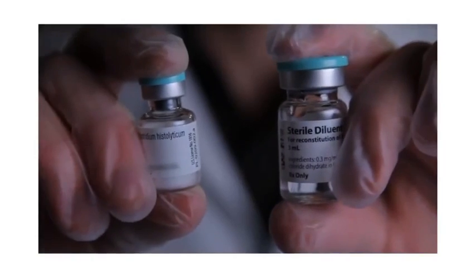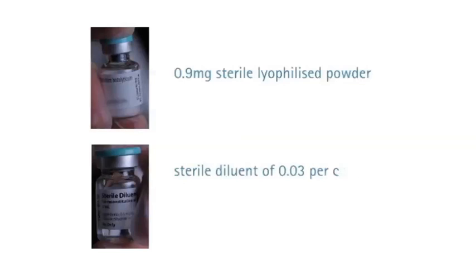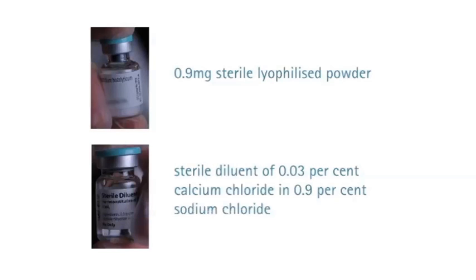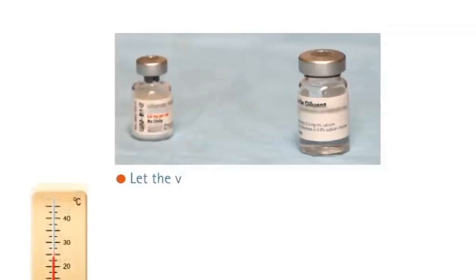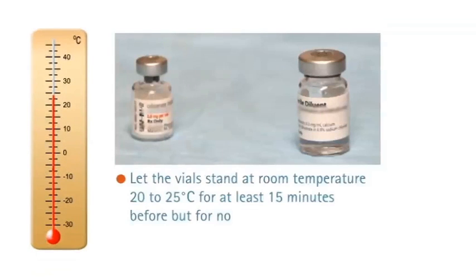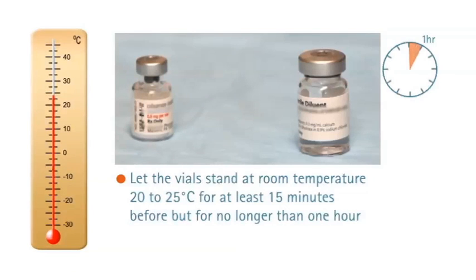Xiapex is supplied as a single dose in 2 glass vials, one containing 0.9 mg of a sterile lyophilized powder and one containing sterile diluent of 0.03% calcium chloride in 0.9% sodium chloride. Take the Xiapex package from the fridge before you're ready to use it and let the vial stand at room temperature, 20 to 25 degrees centigrade, for at least 15 minutes before, but for no longer than 1 hour. Before reconstituting Xiapex, check the package to ensure that the product has not reached its expiry date.